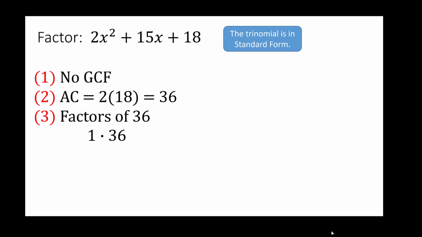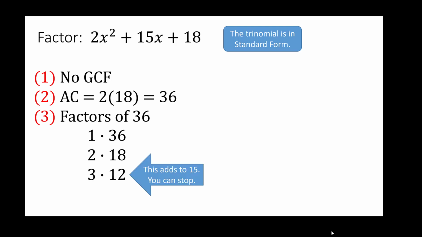We start with the smallest one, 1 times 36. We're going to work our way up, 2 times 18, 3 times 12. And since these numbers add to 15, we can stop listing factors. Our fourth step said to split the b term, that is the 15x, into two terms using the numbers we found in step 3. So instead of 15x, I've written 3x plus 12x.